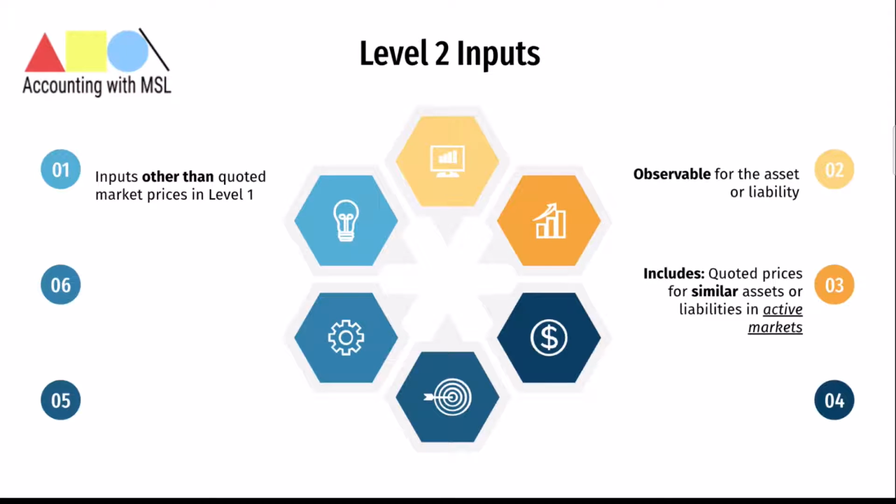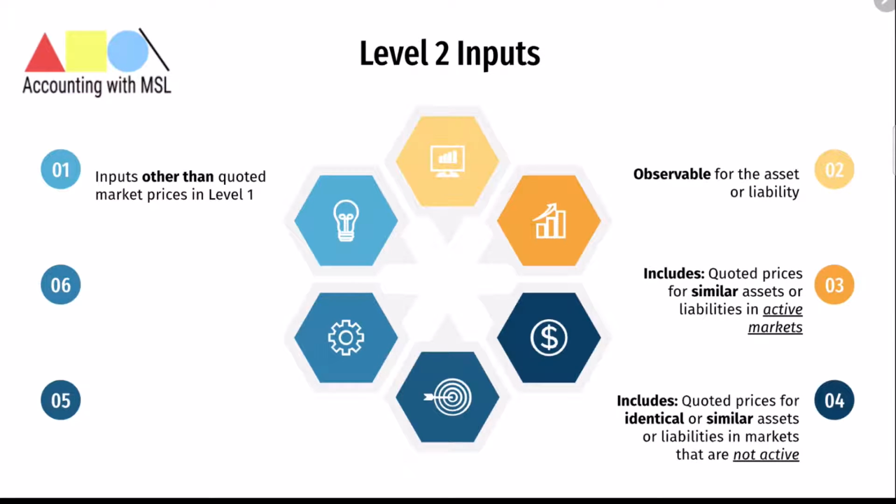The next indication of a level 2 input could be quoted prices for identical or similar assets or liabilities in markets that are not active. So here you find a market that is not active and you look for quoted prices for identical or similar assets or liabilities, and that could be your level 2 input for the fair value.